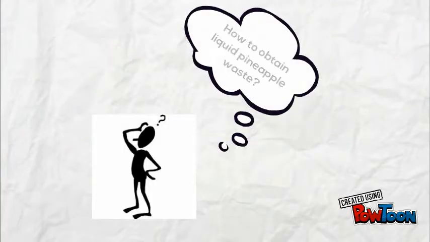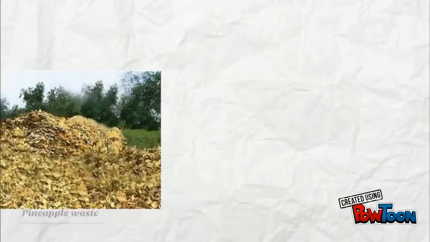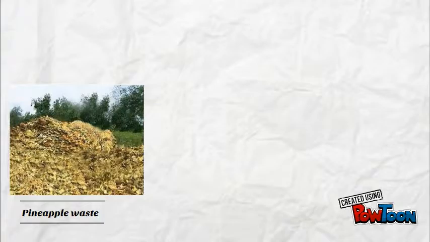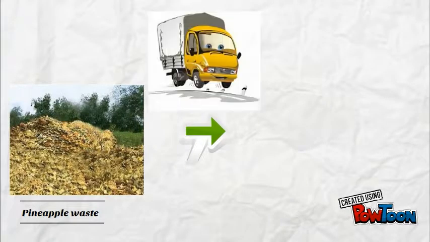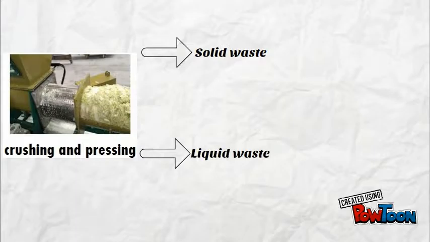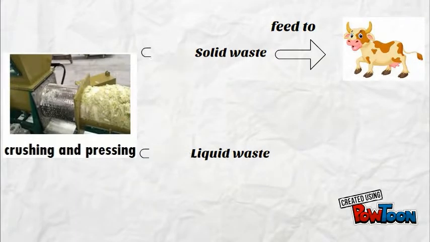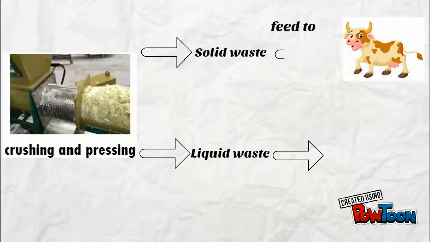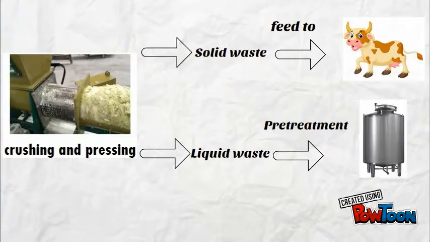How can we obtain liquid pineapple waste? Firstly, we buy pineapple waste from the suppliers and deliver it to our factory. In the factory, the pineapple wastes undergo crushing and pressing. Then solid waste and liquid waste are produced separately. Solid pineapple waste we will sell to farmers for cattle feeding. The liquid pineapple waste will be used as substrate for lactic acid production.